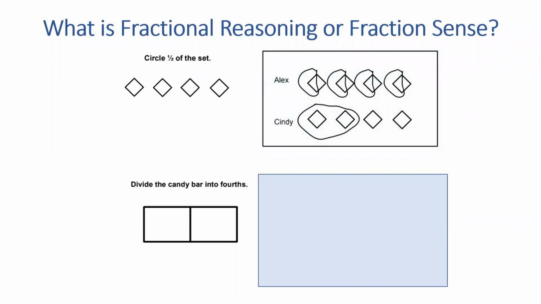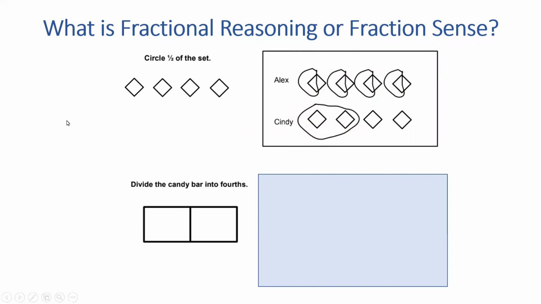If you take a look at what Alex did, he circled half of each one of those individual pieces. And we know that this was a whole set right here. So he treated each individual piece as a whole instead of the entire set. Technically he's correct, he circled half of each one, which equals 2. But does he even realize he did that? And obviously Cindy just looked at it and said, okay, half of this set would be 2.